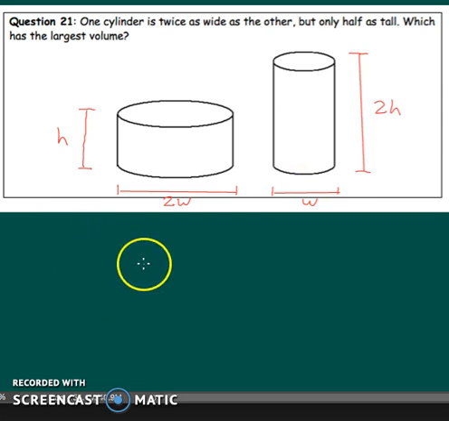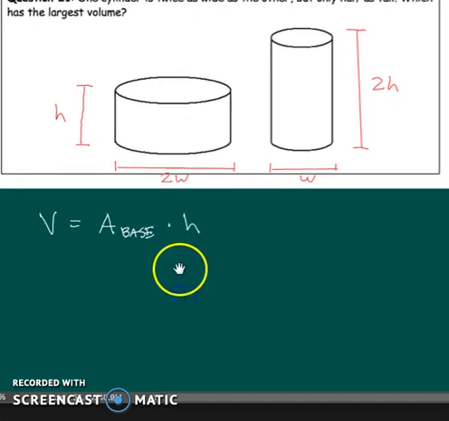And let's remember what the formula is for the volume of a cylinder. Well, we have an area of the base, and then we have the height. So the volume is equal to area of the base times the height. So let's work with that. And since the area of a circle is pi r squared, we can put that in there.